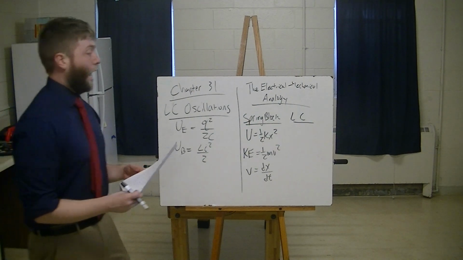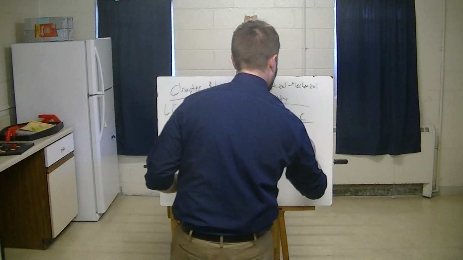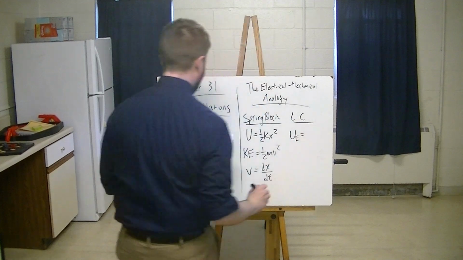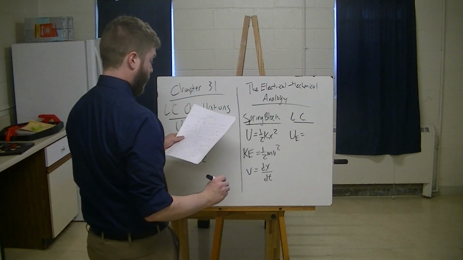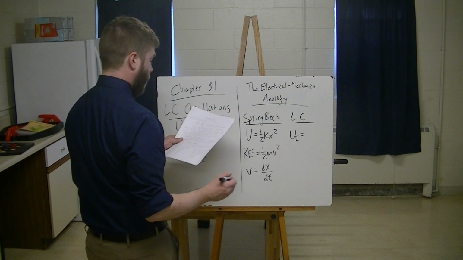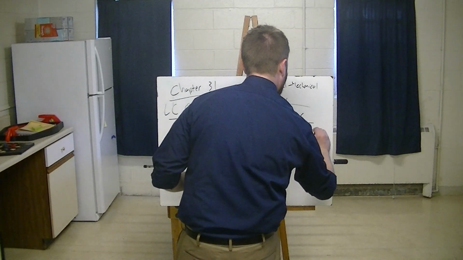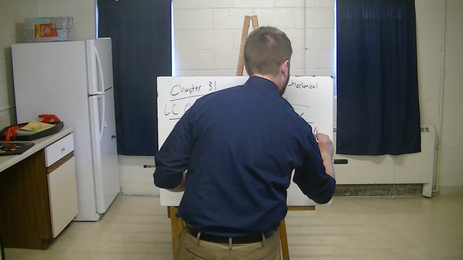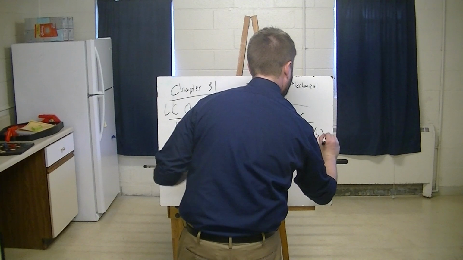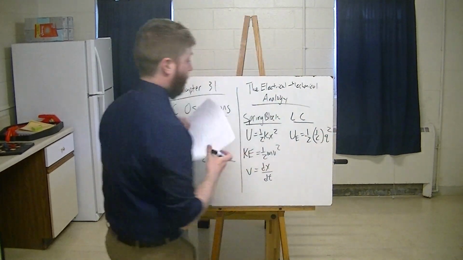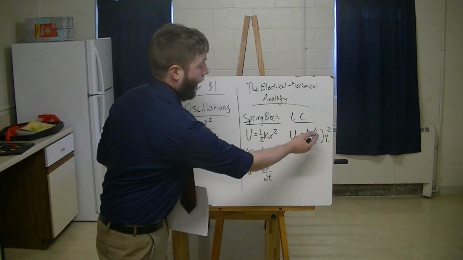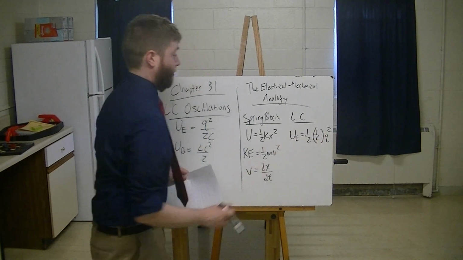Okay? Our energy inside of the capacitor is the electric field energy. That's going to be equal to 1/2, and I'm going to write it a little weird. I'm going to write 1/C and then Q squared. I'm going to try to keep this from falling down. So this is 1/2 times 1 over C times Q squared.